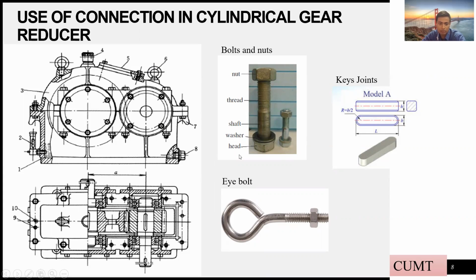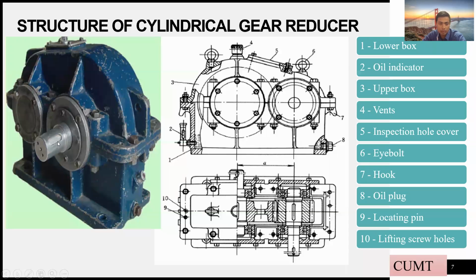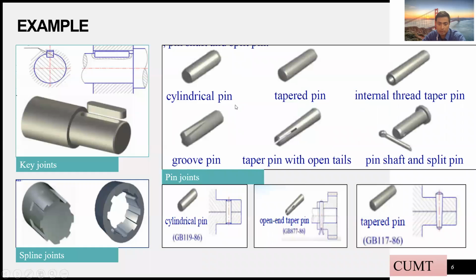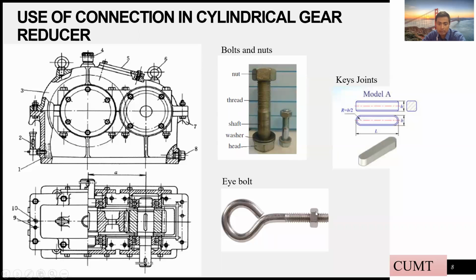And the key joints. Here we can see a hole for the key joints. As in this picture, you can see the key joints of the gear reducer. And the eye bolt, or you could say this is a lifting screw, they have used for number 6.